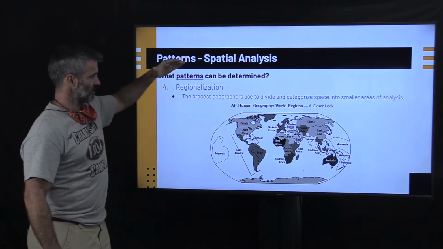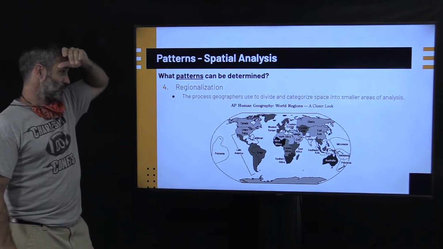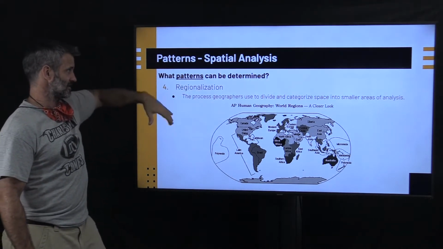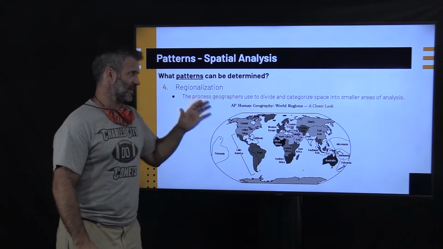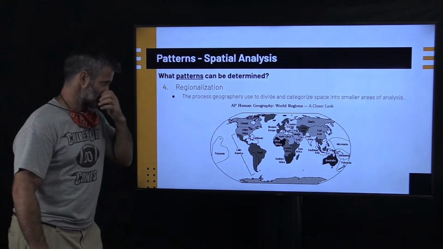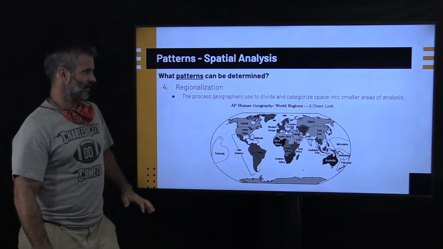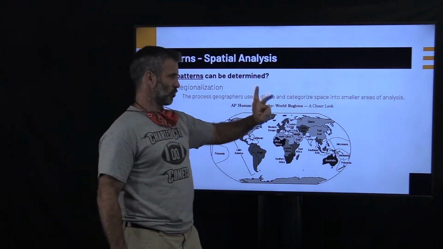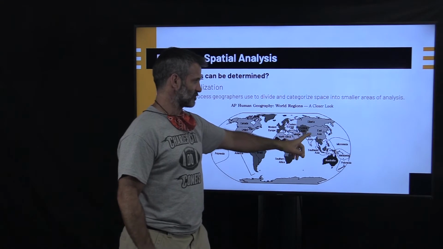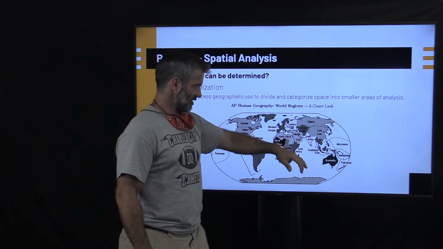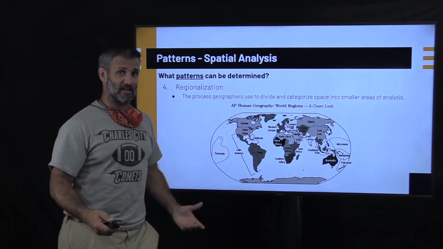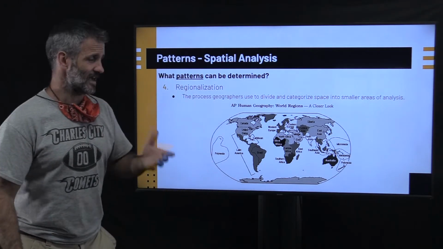We got regionalization, which gives different things. It's the process geographers use to divide and categorize small areas for analysis. We will get more in depth into this. If you think about Asia, one continent, you have Siberia, Central Asia, East Asia, and then the subcontinent of India as South Asia. So that's that.